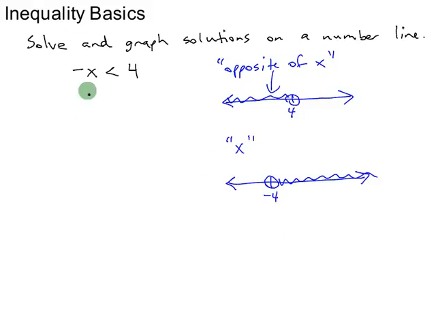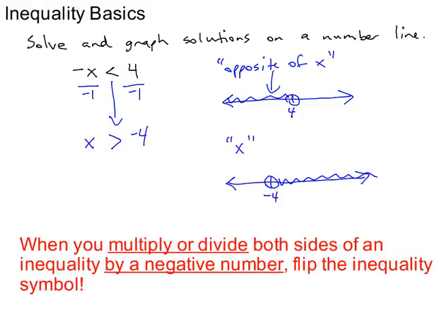So if you look at this, what happens when you divide both sides by -1 in this case? You get x on the left side, you get -4 on the right side, but this less than becomes a greater than, right? Because everything flips around when you do opposites on the number line. Less than 4, opposite of that is bigger than -4 on the number line. So when you multiply or divide both sides by a negative number, flip the inequality symbol. That's the tricky part about inequalities.